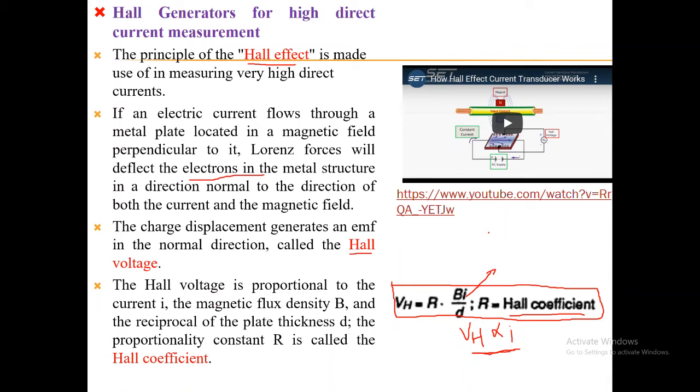So the Hall voltage is proportional to the current, the magnetic flux density, and it is inversely proportional to the plate thickness D. Proportionality constant R is called the Hall constant. Ultimately the value of R depends upon the material that we are using for this metallic plate. So ultimately R depends upon the type of the material.